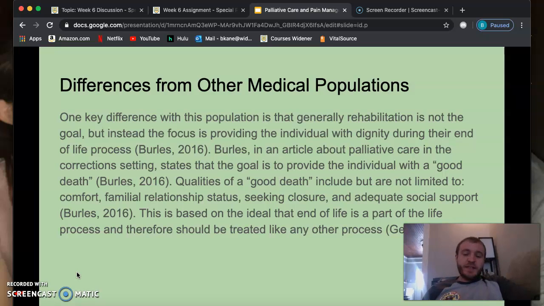This is based on the ideal that the end of life is part of the life process and therefore should be treated like any other part of our life process, in that we should be treated with dignity.